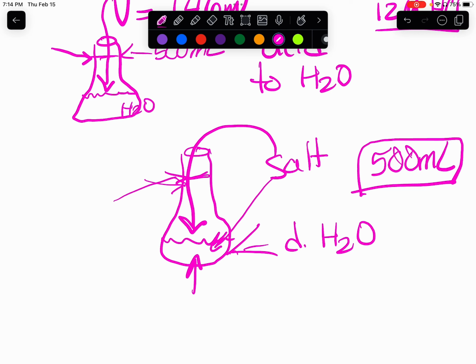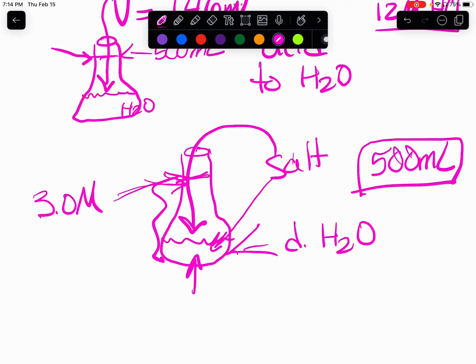So this is how you properly make a solution. Add some water, put in your solid, get it to dissolve, then add enough water up to this point. And then you have made your solution. So let's say we were trying to make a 3 molar solution of salt. This would be 3 moles in a total of 500 milliliters, okay?